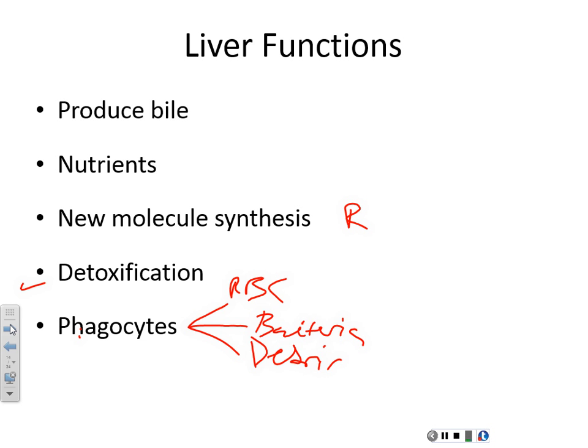So they do that. So you gotta know these functions, and then of course the liver produces blood proteins, such as albumin, things like that. Globulins, which are involved in immunity, all that. So gotta know that, all right?